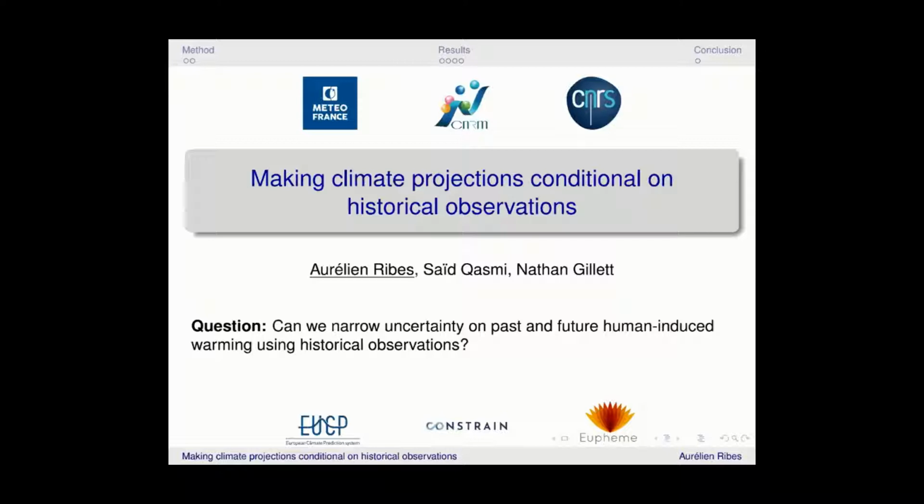So this talk is a joint work with Said Kasmi and Nathan Gillett. It's an example of a new type of methodology to derive observational constraints, in which I will only focus on global mean temperature. We try to constrain projections and sensitivity of global mean temperature by calculating projections which are conditional on historical observations. I will take a few slides to explain the method, and I'm happy to talk in this session because I see many relationships with what Peter Cadwell has shown before, and we'll try to explain this.